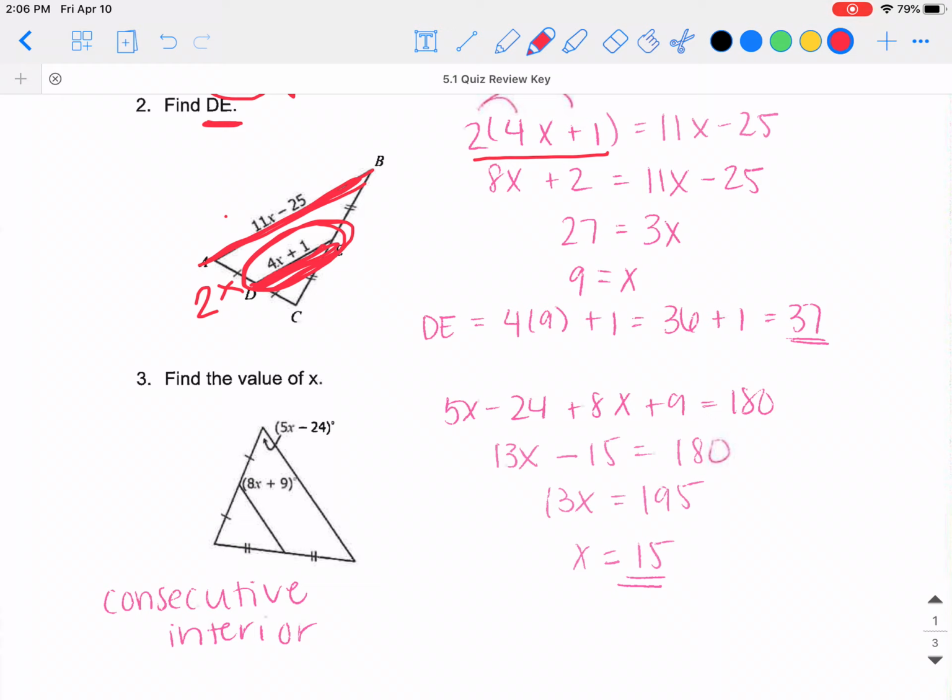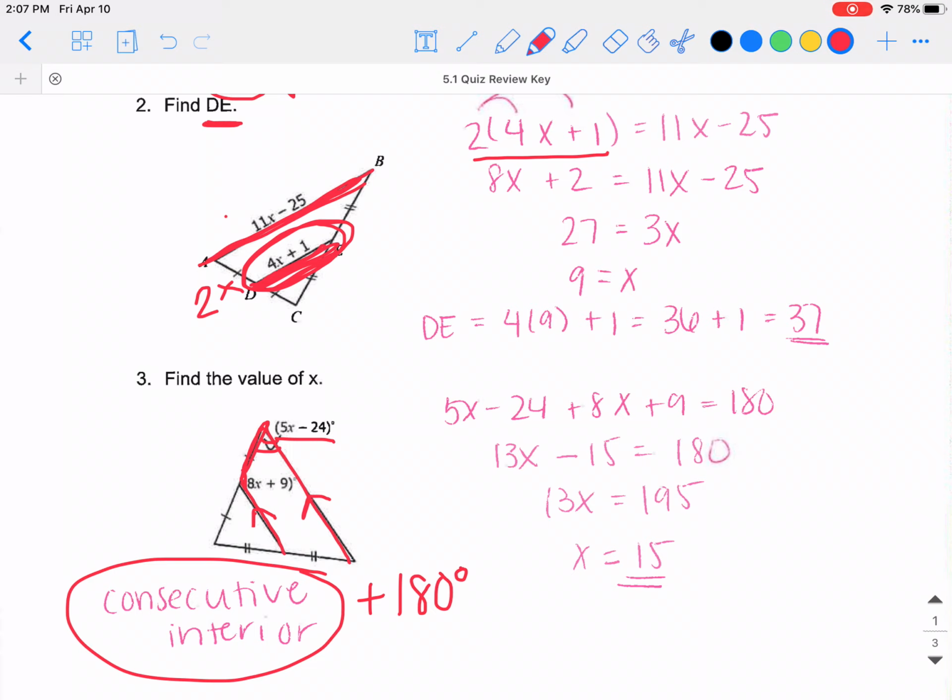For number 3, we're finding the value of x, but notice we have degrees, so these are angles. For the midsegments, we know that these two lines are parallel, so our angles are going to be some kind of angle pair. Notice this is our transversal here. These two angles are on the inside of our parallel lines on the same side of the transversal, which means they're consecutive interior angles, which means they have to add up to 180 degrees. So to solve for x, we're going to do 5x minus 24 plus 8x plus 9 equals 180, and then we just solve for x.